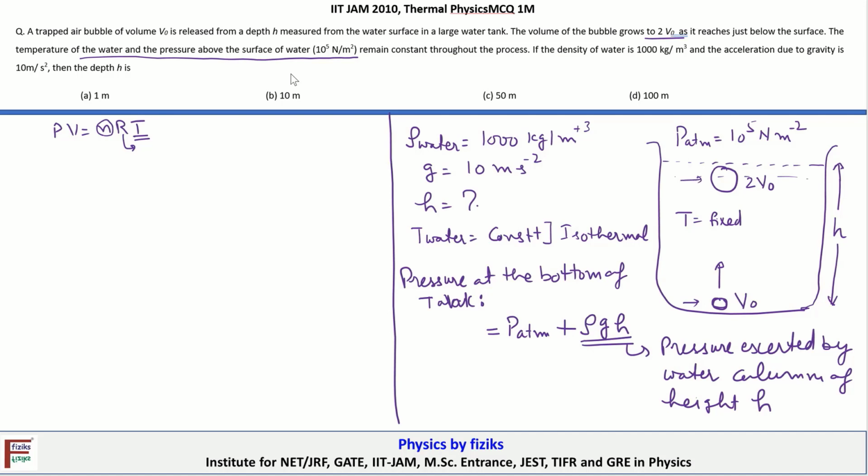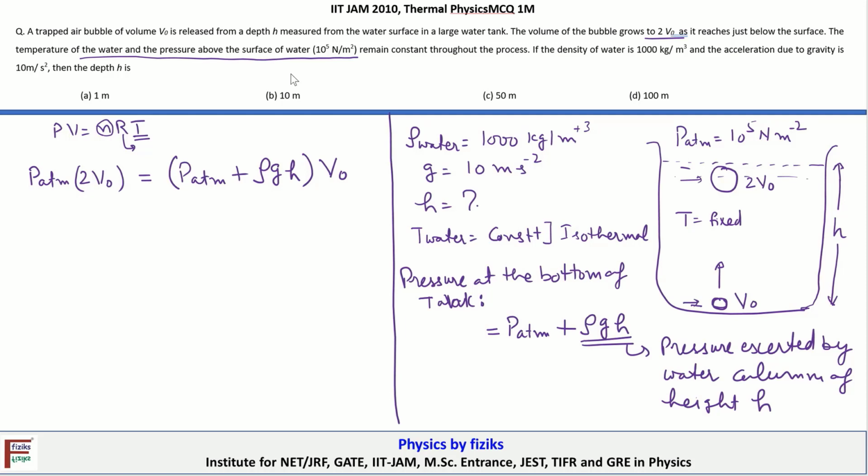Okay, so at the surface of the water, this relation will give us P atmospheric, the pressure at the surface, multiplied by the volume of the air bubble, which is 2V naught, PV, and that will be equal to nRT. Okay, and at the bottom we have the corresponding pressure, which is P atmospheric plus the additional pressure exerted by the water column, which is rho gh. This is the total pressure at this point. Okay, multiplied by the corresponding volume of the air bubble, which is V naught. Okay, so this will be valid.